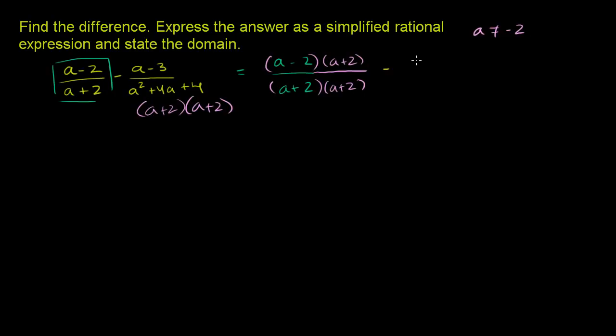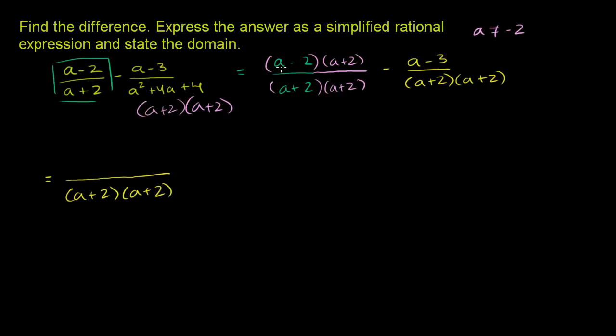So minus a minus 3 over, and we could write it either as a plus 2 times a plus 2, or as this thing over here. Let's write it in the factored form. It'll make it easier to simplify later on. a plus 2 times a plus 2. And now, let's set this up like this. Now, before we add the numerators, it'll probably be a good idea to multiply this out right there. But let me write the denominator. We know what that is. It is a plus 2 times a plus 2.